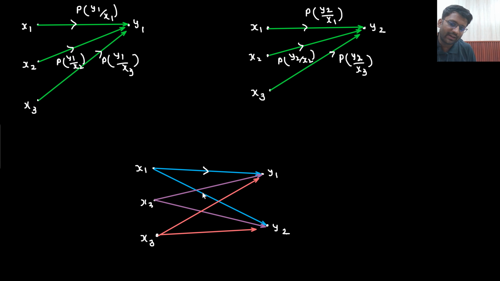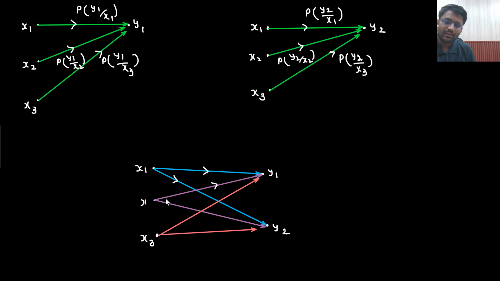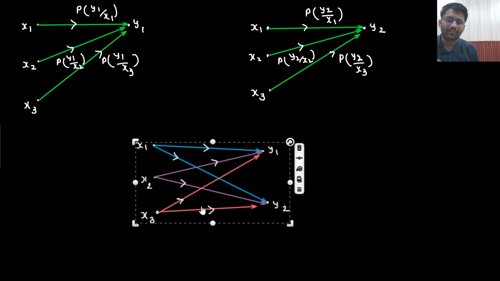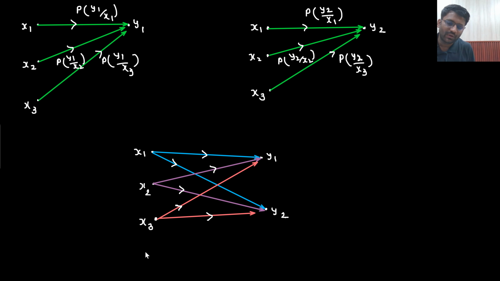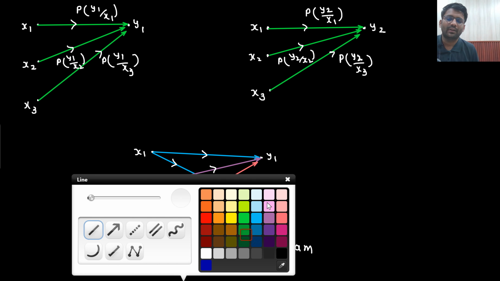On these arrows, what you will write down, you already know. Probability of y1 given x1, probability of y2 given x1, probability of y1 given x2, probability of y2 given x2, probability of y1 given x3, probability of y2 given x3. So this is known as the probability flow diagram of our system.